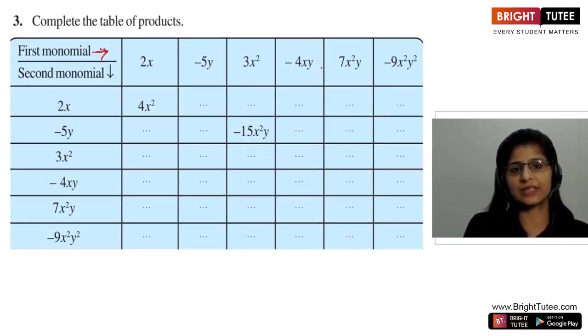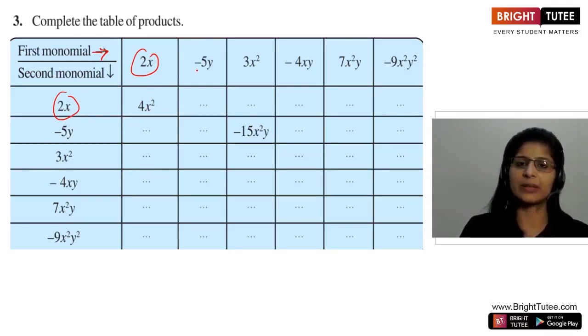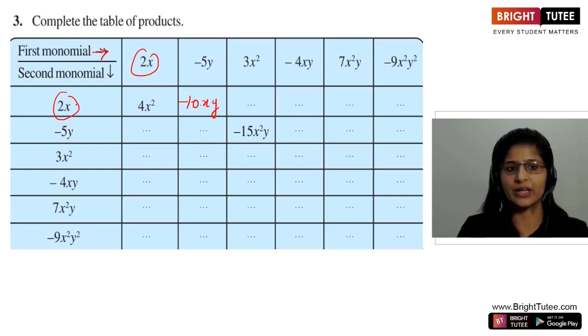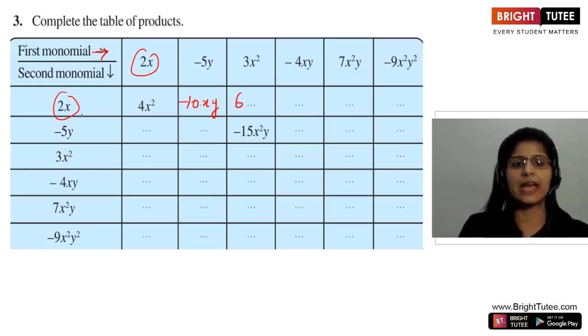This arrow shows that these are the first monomial and these are the second monomial. We have to multiply them and write the answer. Like they have written for one, 2x into 2x. It is 4x square. 2 into 2 will become 4, x into x will become x square. Now we have to multiply 2x with minus 5y. So let us multiply the coefficients first. 2 and minus 5 will be minus 10 and x and y will give us xy. Now 2x multiplied with 3x square. 2 and 3 is 6, x and x square is x cube.